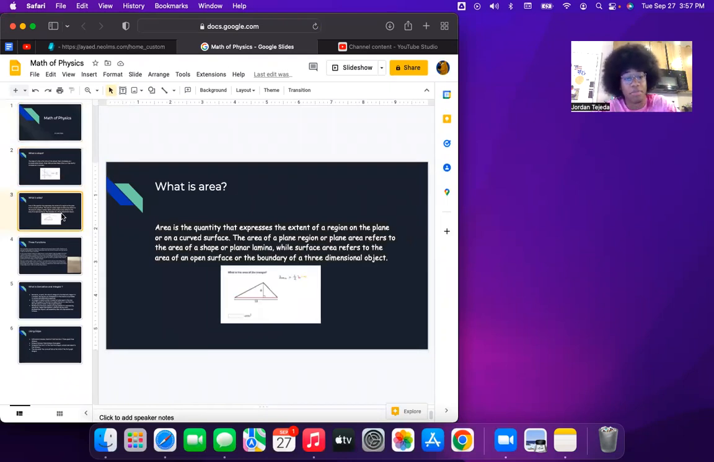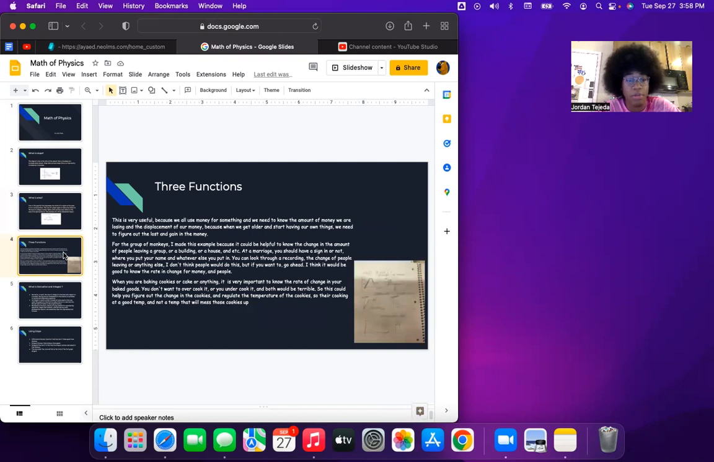What is area? Area is the quantity that expresses the extent of a region on the plane or on a curved surface. The area of a plane region or a plane area refers to the area of a shape or planar lamina, while surface area refers to the area of an open surface or boundary of a three-dimensional object.